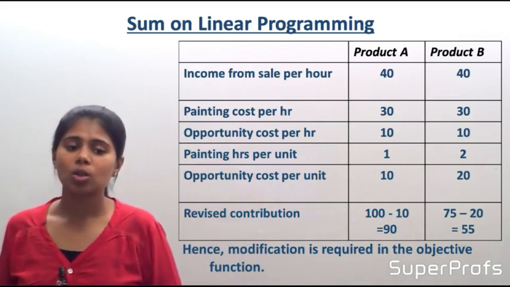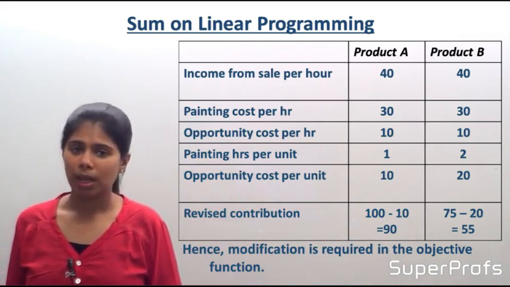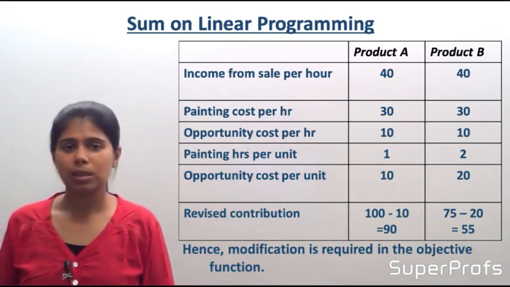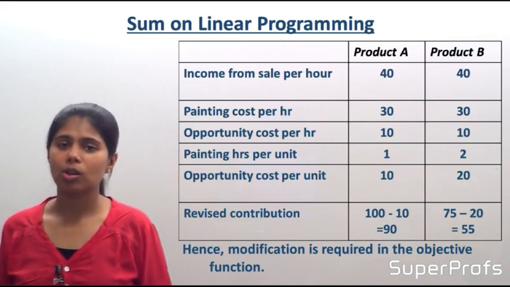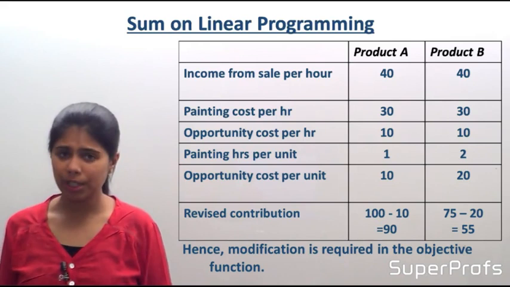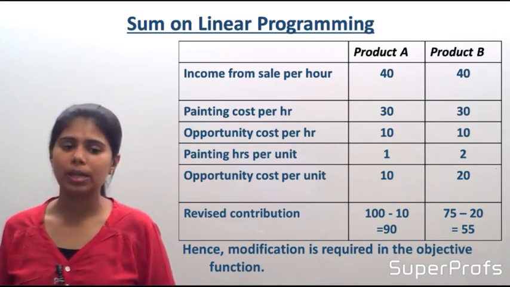So my revised contribution becomes, my contribution for product A per unit was 100. Now I have to deduct this opportunity cost. So my revised contribution becomes 100 minus 10, 90. And for product B, it becomes 75 minus 20, 55.